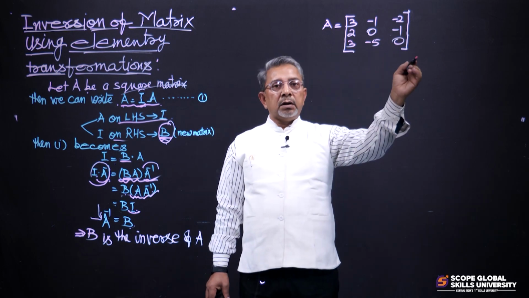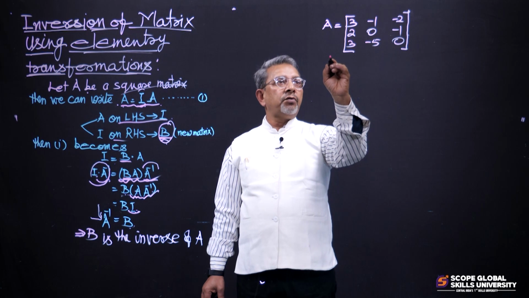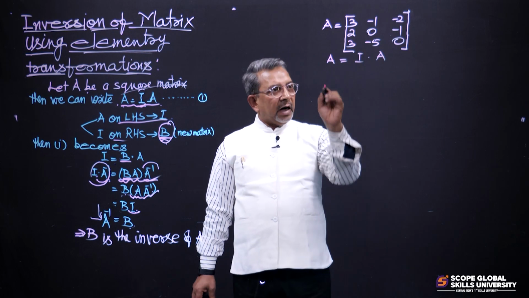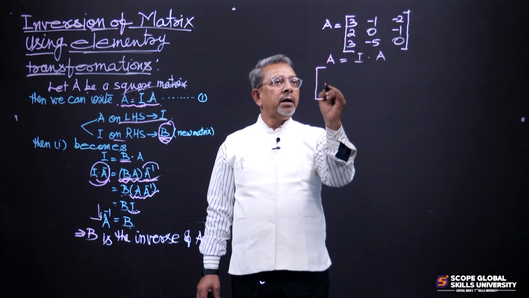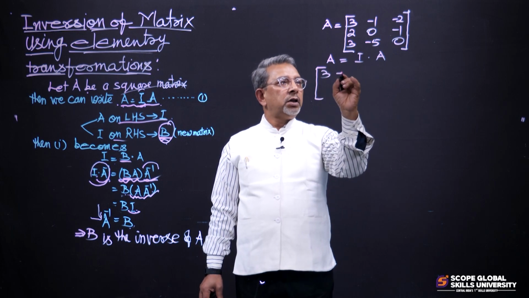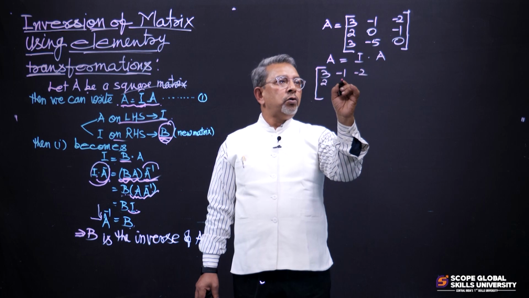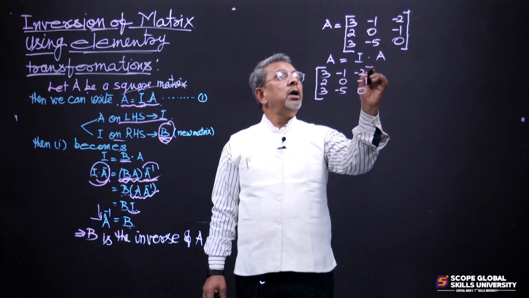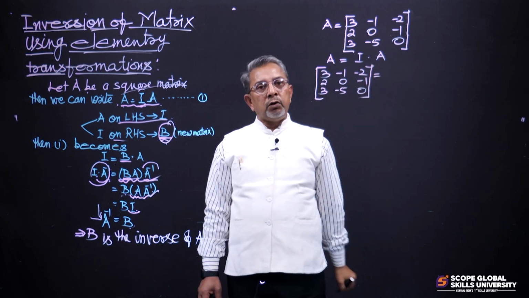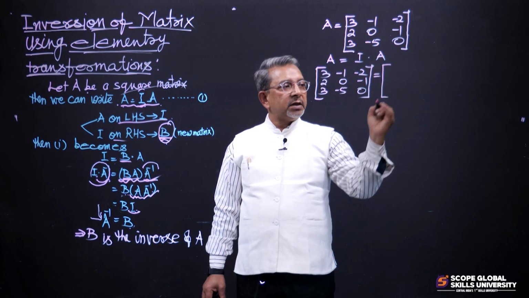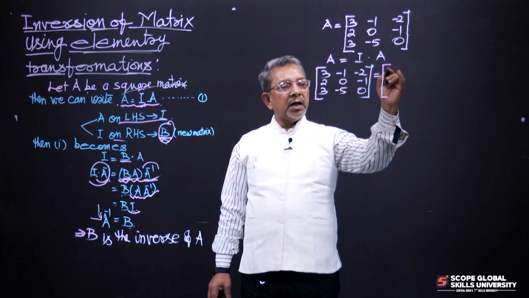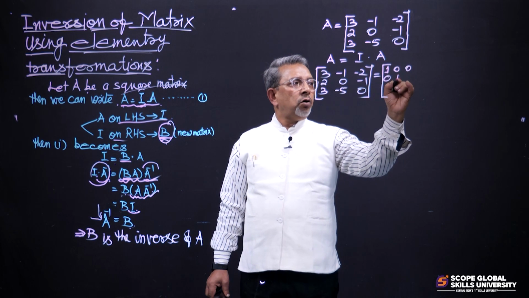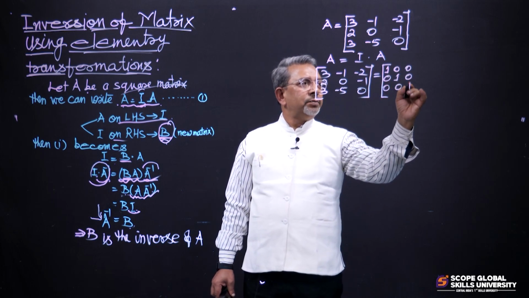To determine the inverse, we will write this matrix in the form A is equal to I multiplied by A. That means matrix A with the first row 3, minus 1, minus 2, second row 2, 0, minus 1, and third row 3, minus 5, 0, is equal to the identity matrix of the same order, that means the 3 by 3 identity matrix, 1 0 0, 0 1 0 and 0 0 1.